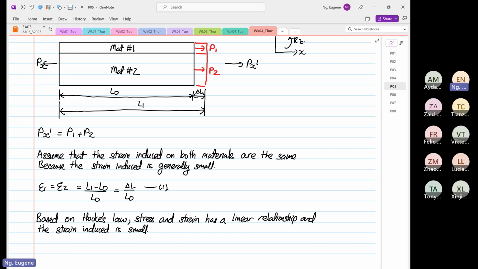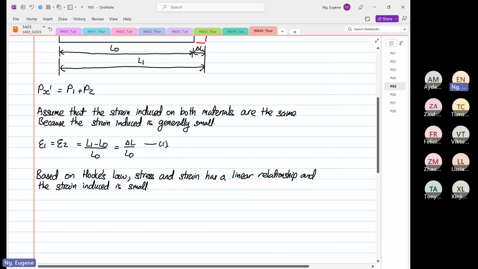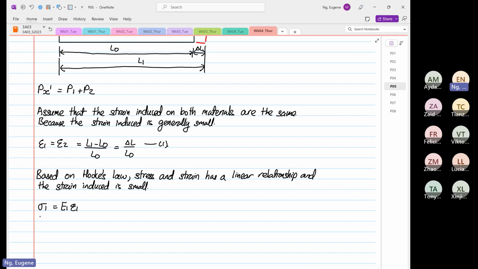Okay, so from here we can write Hooke's law. Stress 1 of material 1 is equal to E of material 1 times strain of material 1. So strain of material 1 is equal to stress 1 over E1. And then we also can write stress of material 2 is equal to Young's modulus of 2 times strain 2. Strain 2 is equal to stress 2 over E2.